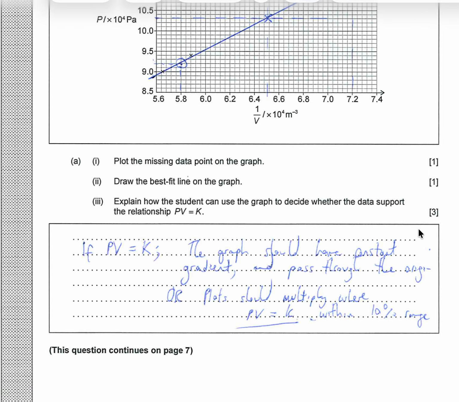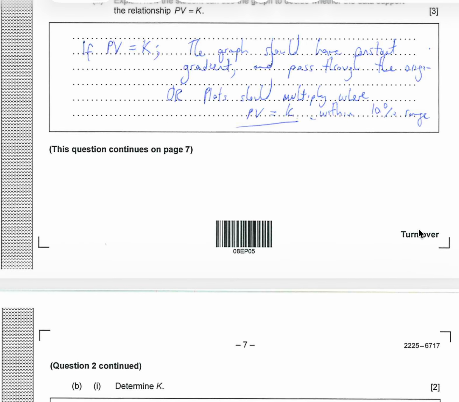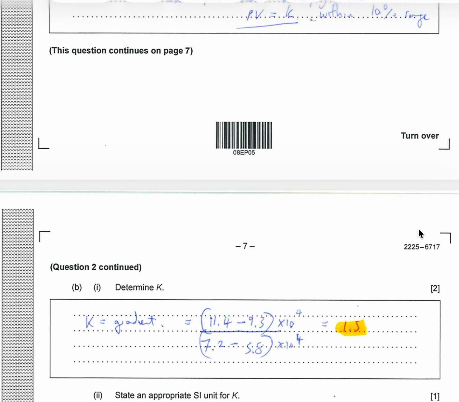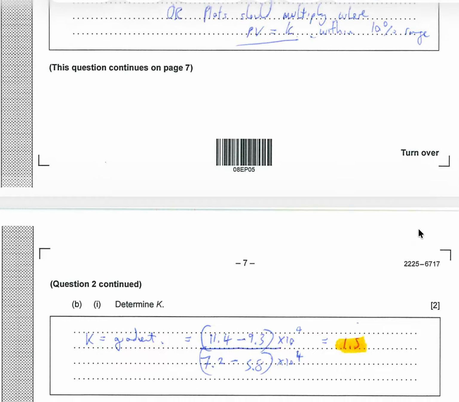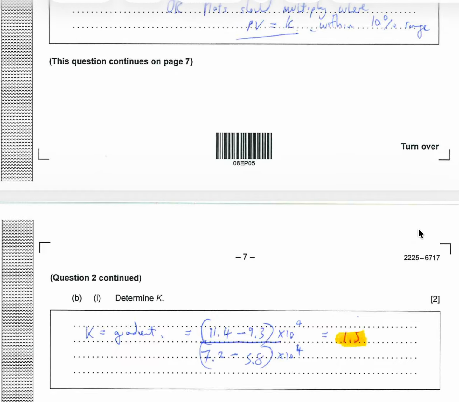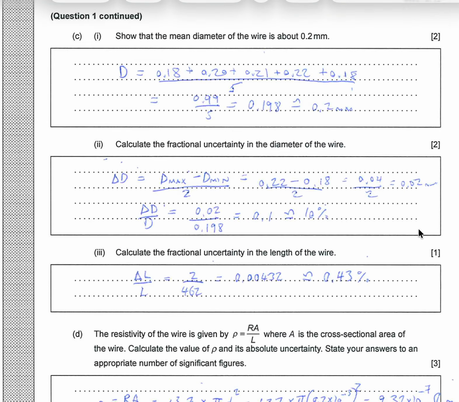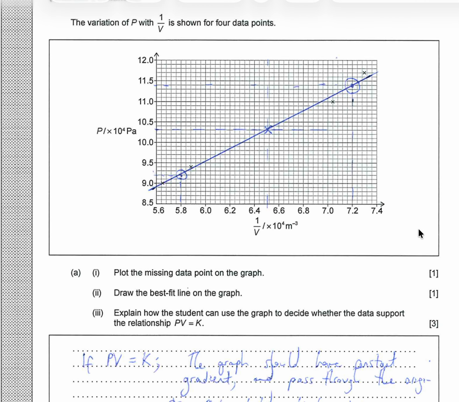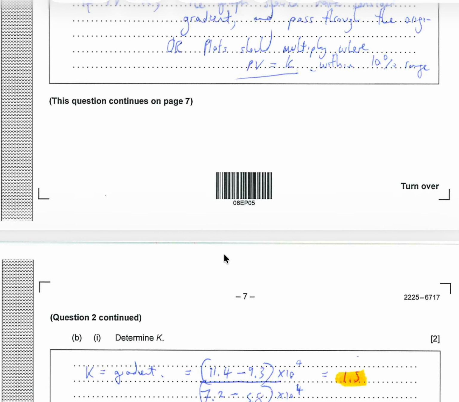Okay, we're then going to think about using this graph to determine K. Well, K is going to be the gradient of this graph. Okay, so all we have to do is take 2 points on the graph. Now, what I've done here is made it really clear which points I've taken. I put a dot there, take a circle around it, and I find the gradient there. Okay, I've found the points there. We've got 11.4, we've got an 8.9, etc., etc.